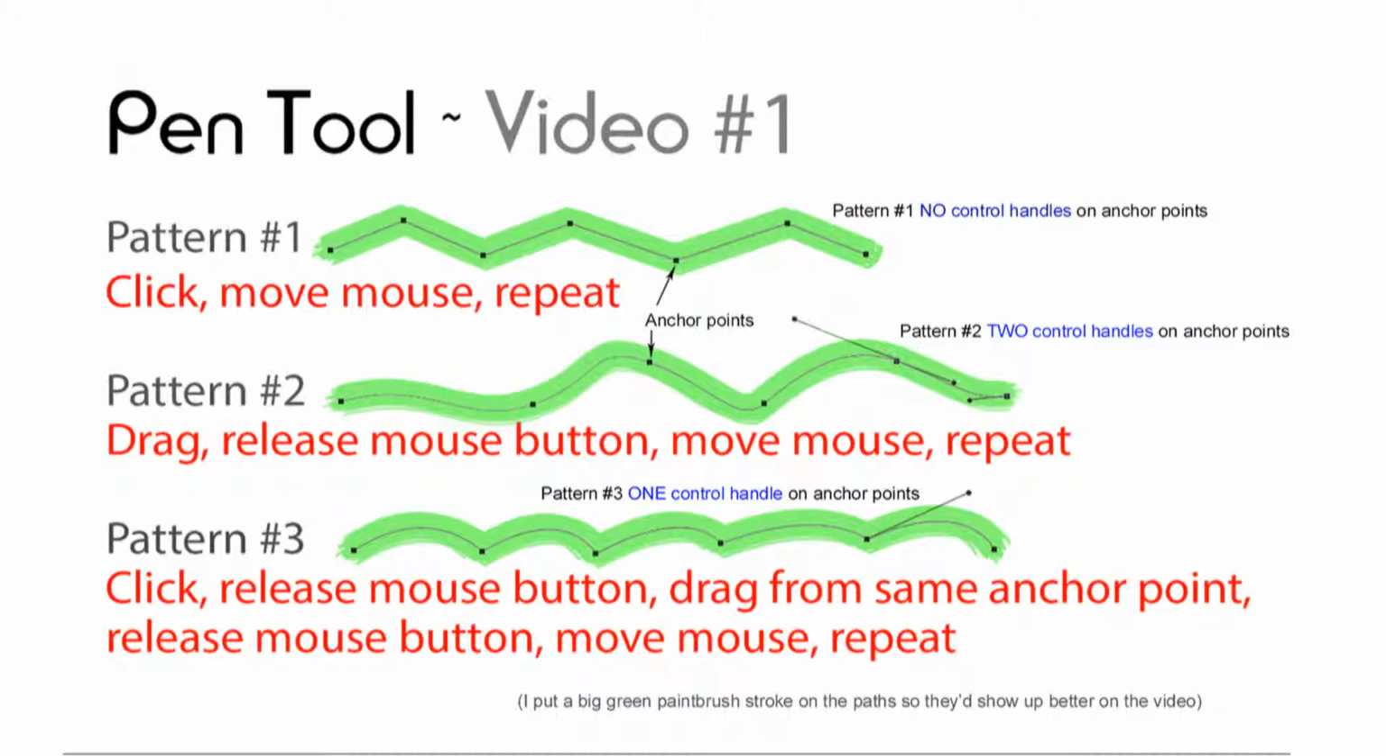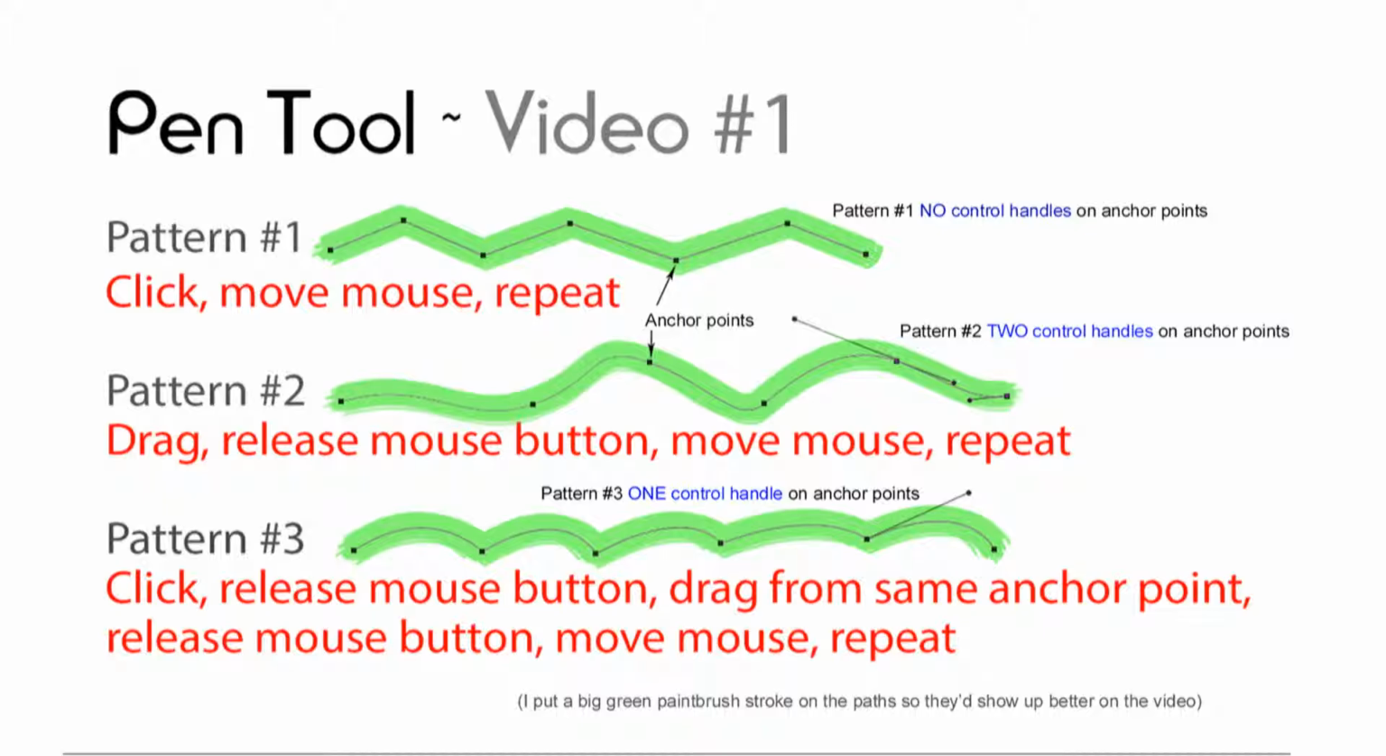On pattern number two, it's more of a curvy situation, and you can see towards the end of that path that we have what we call Bezier control handles. They alter the path, and on pattern two, there are two control handles per anchor point. On pattern number three, there's only one control handle per anchor point, and each one of these patterns has a distinct way in which you create it, and you can see under them, and you might want to print this screen out, exactly what we do.